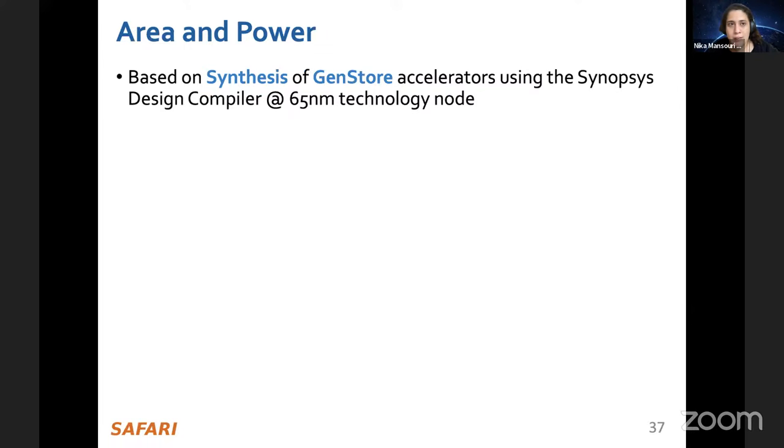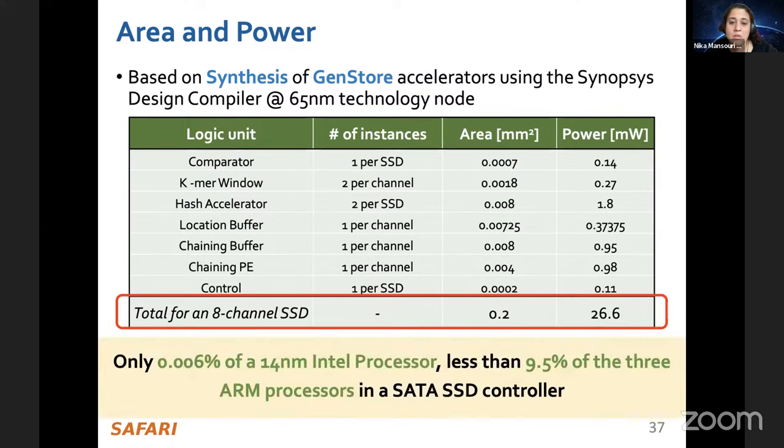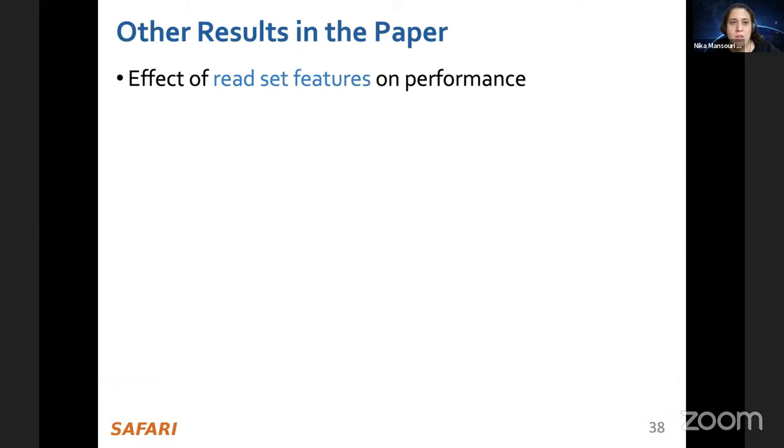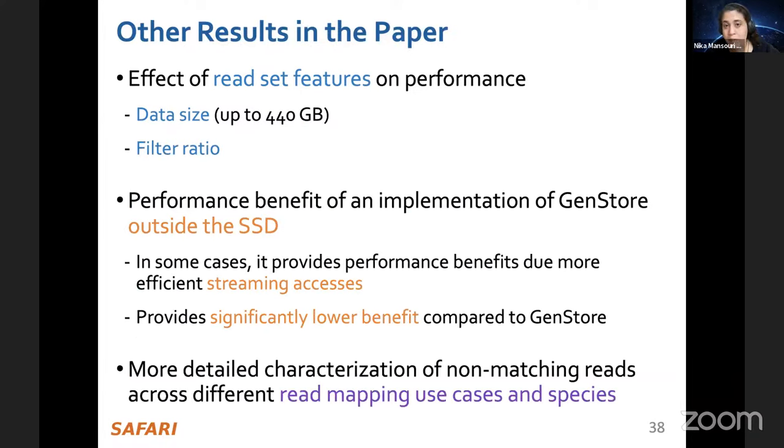For area and power, we synthesize the GenStore accelerators using Synopsys Design Compiler at the 65 nanometer technology node. Here, for an 8-channel SSD, we observed that it takes 0.2 square millimeters of area and 26.6 milliwatts. If we scale down to lower technology nodes, we observe that it is only 0.006% of a 14 nanometer Intel processor and less than 9.5% of the three ARM processors used in a simple SSD controller for a SATA SSD. So the overhead is pretty low. There are also other results in the paper. I skimmed through them very quickly right now. Please, again, take a look at the paper if you're interested.